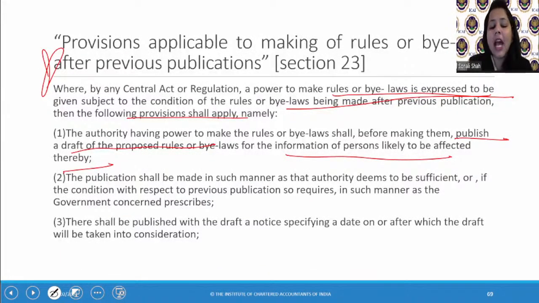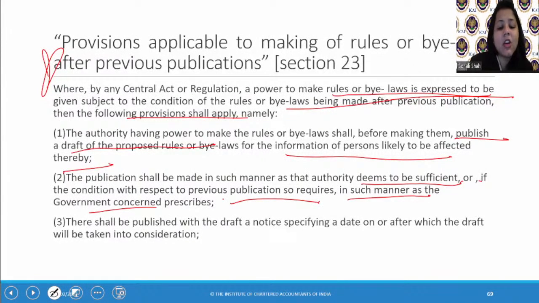The publication shall be made in such manner as that authority deems to be sufficient, or, if the condition with respect to previous publication so requires, in such manner as the government concerned prescribes. So this publication can be done by the authority in whatever manner they deem sufficient, or as it has been prescribed by the government agencies or the authorities. Generally, publication is done in the English newspaper, Hindi newspapers, vernacular language newspapers. This is how publication is done.